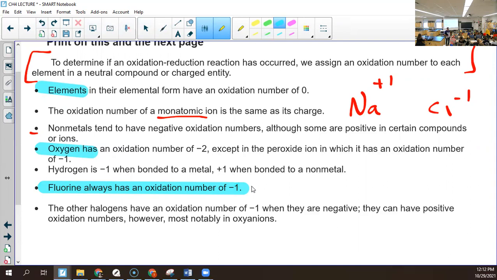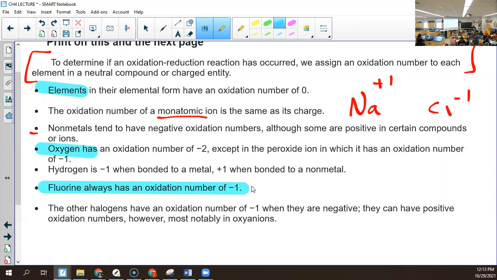We haven't really dove into this yet. Anyone have any idea why fluorine is the boss? No, it's because it's a jerk. Fluorine, we'll learn about this in a later chapter, is the most electronegative atom. It's the best atom at stealing electrons of all of them.